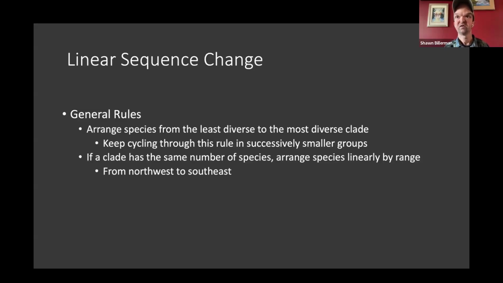This is applied for sequencing from everything, from orders all the way down to species and subspecies, so that once we determine the least diverse clade, we then look at any clade within that to see how it branches and continue the process until we have our final sequence. If two clades have the same number of species, then the taxa are arranged linearly by range, with taxa being arranged from northwest to southeast. And those are kind of the two big rules.